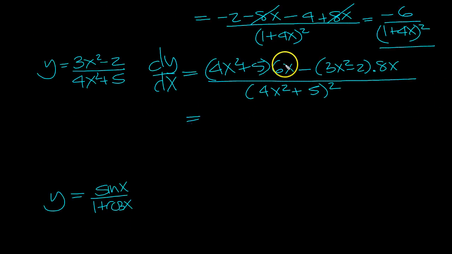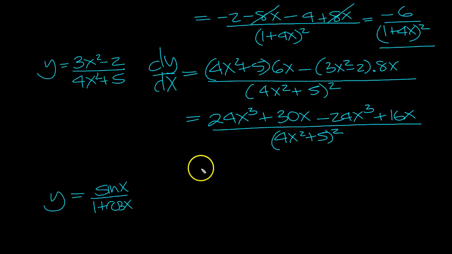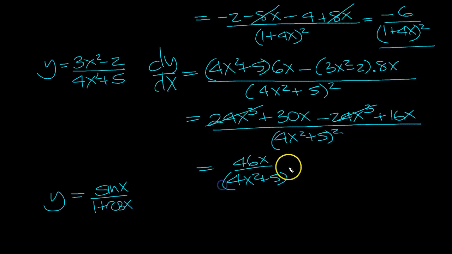So what have we got here? We've got 6x times 4 is 24x cubed, plus 30x. The minus runs through the whole lot, 24 with a minus, x cubed, isn't it? And then minus 16 plus 16x, all over 4x squared plus 5 squared, which equals, these cancel, 30 and 16 is 46x over 4x squared plus 5 squared.